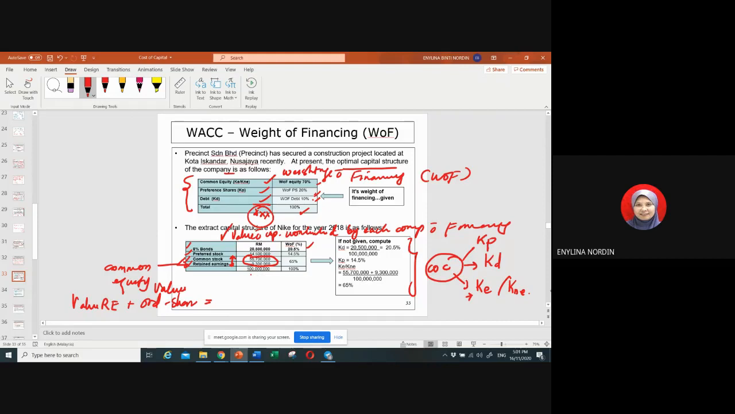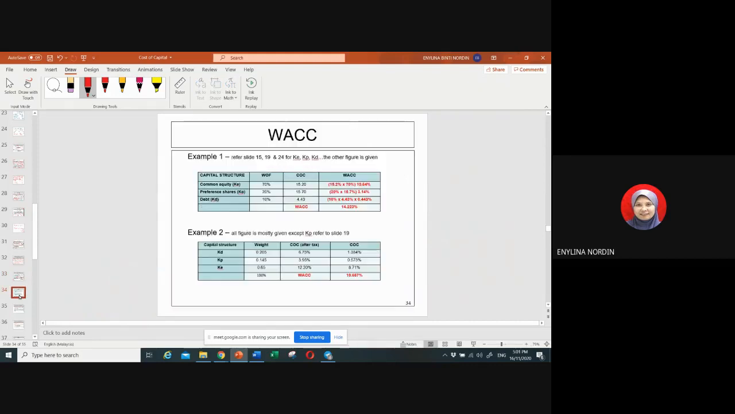Sorry, this is for WOF. Okay, the calculations of WOF. So for cost of capital, this one we base on the example that we have done before in the previous lecture. Next, we go to the example. Right, so this example, example one.